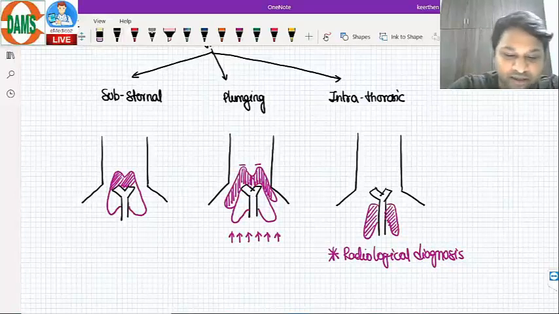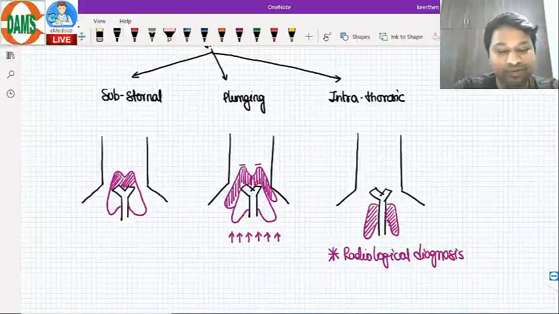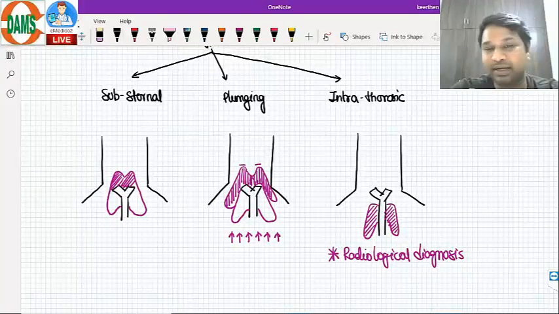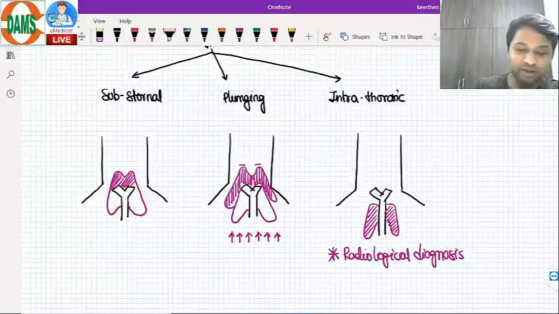But I don't have any images for retrosternal goiter. But clinically, I can show you a large gland which is extending into the thoracic region, but then it is very difficult to differentiate. Plunging varieties are rare. Intrathoracic, as I told you, I have the surgery videos which I'll share later on.